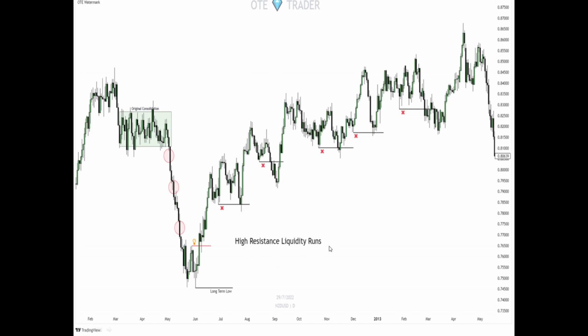With high resistance liquidity runs, I like to say it's against order flow. Every run on every low against order flow is a high resistance liquidity run. We have this long-term low down here, right? We're breaking structure here. We've created a short-term low here.